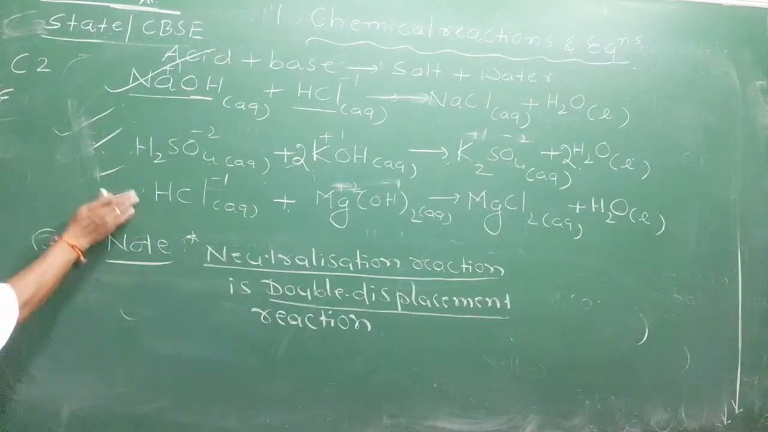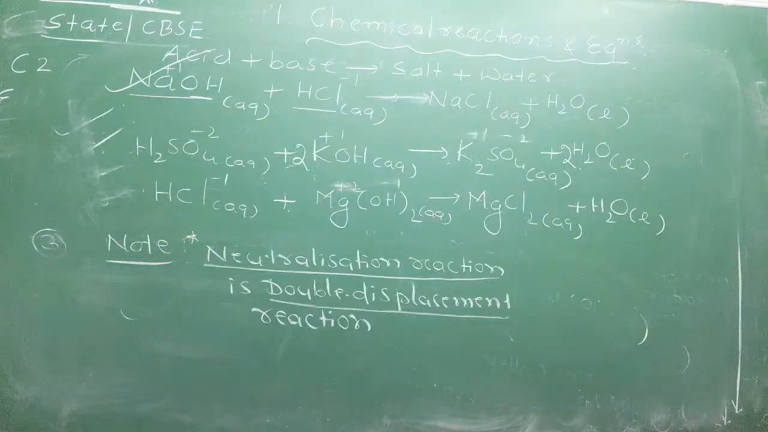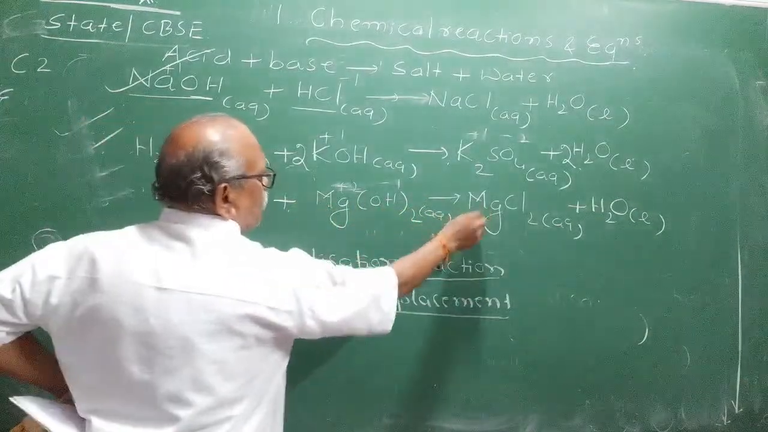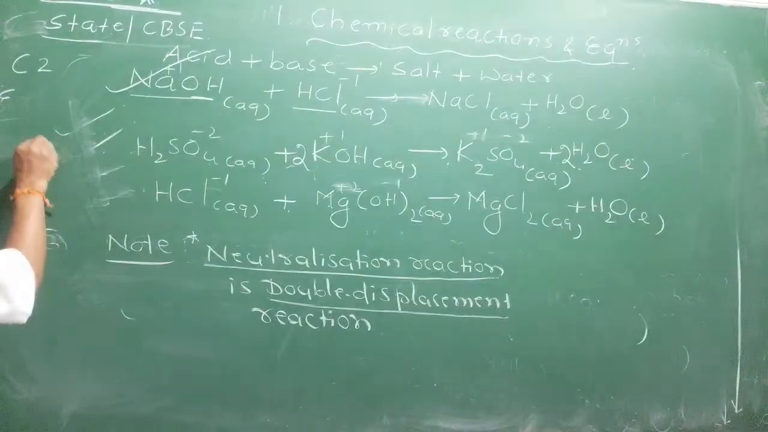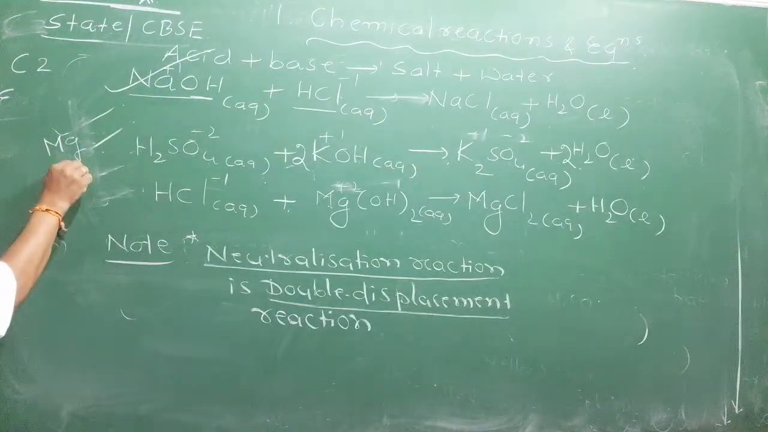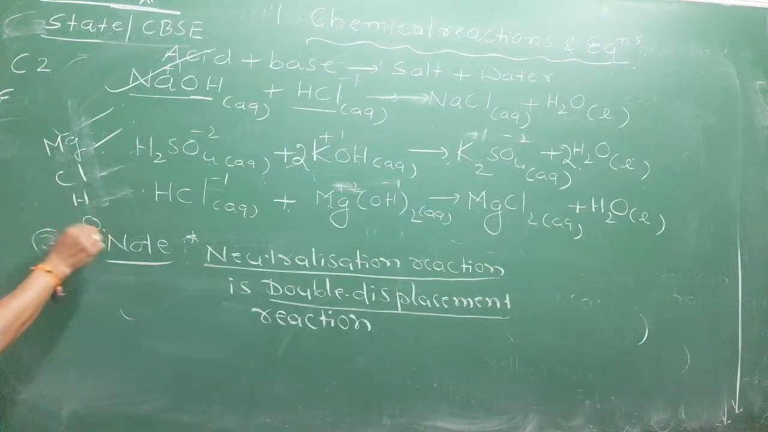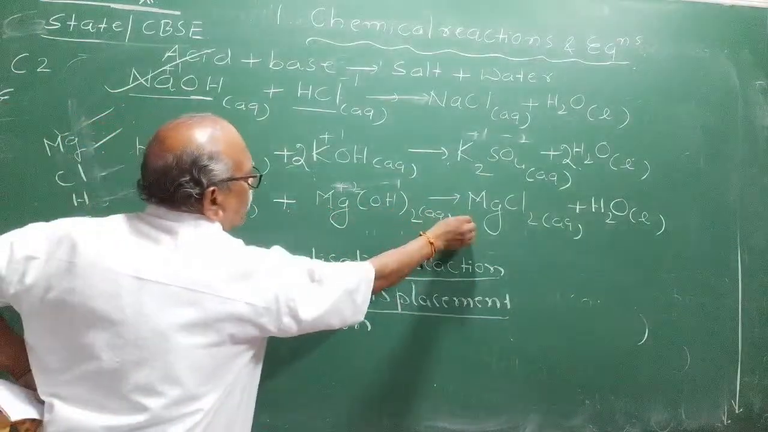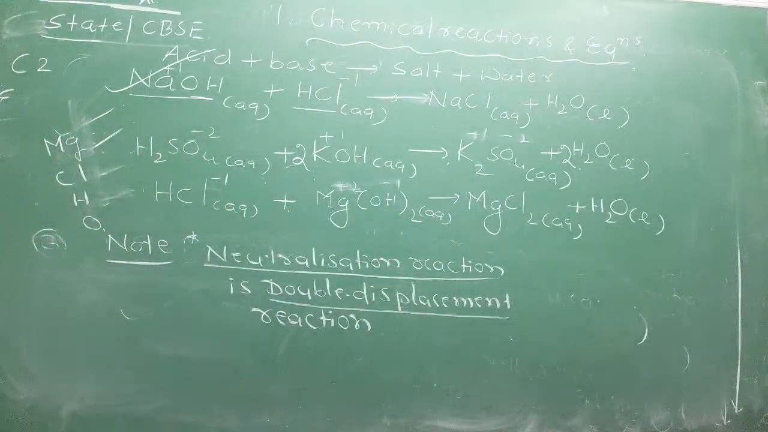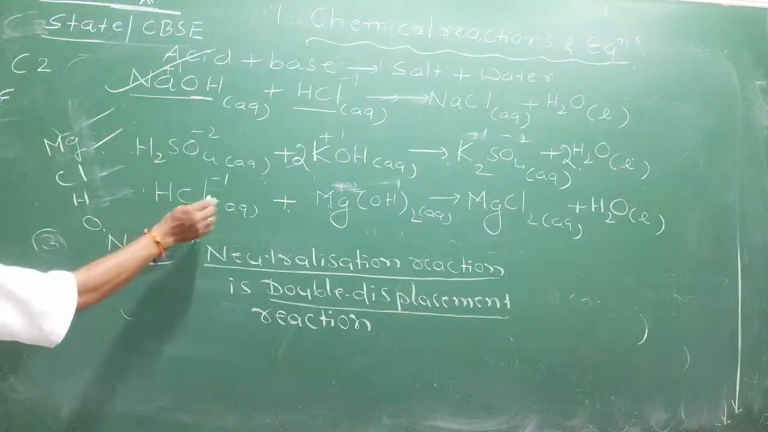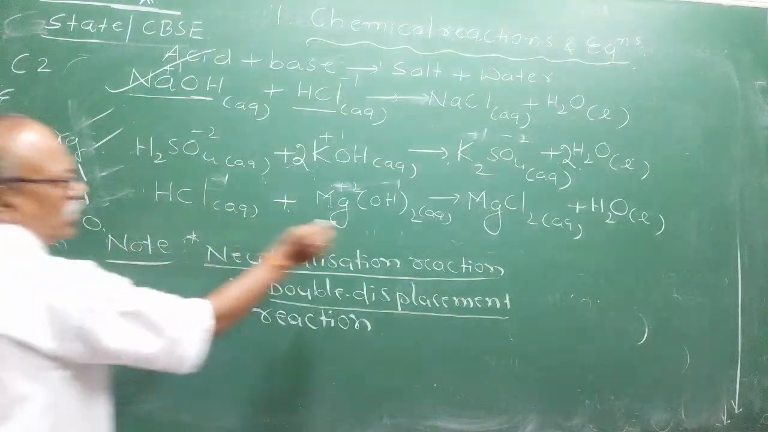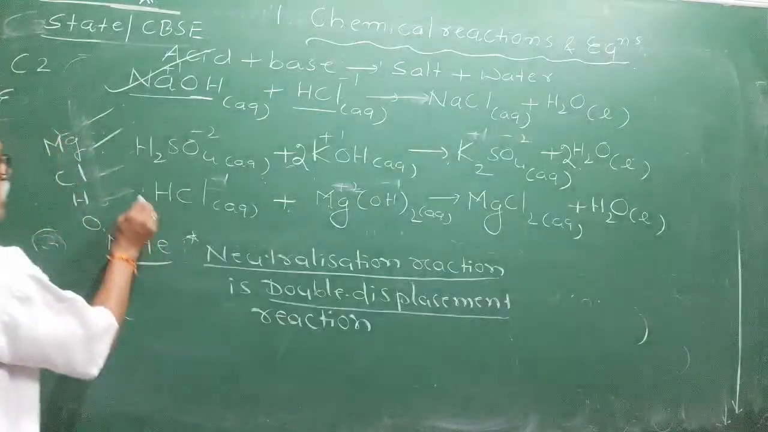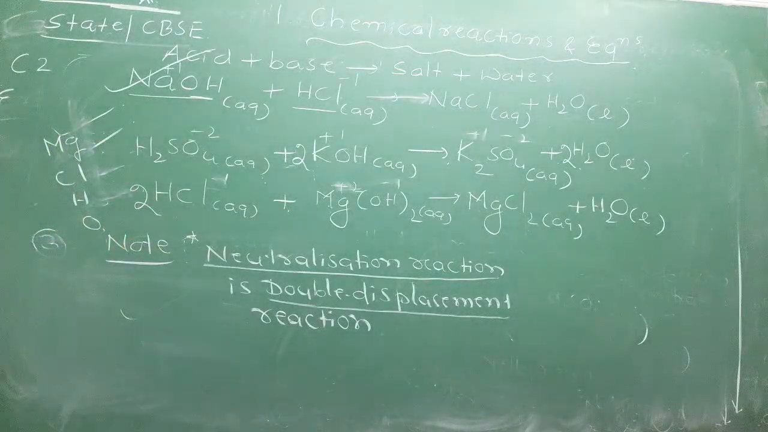Improve it. Without this, you don't start learning the chapter. Magnesium. Check whether the equation is balanced. Magnesium, one atom balanced. First you balance magnesium, then you balance chlorine, then hydrogen, last oxygen. Magnesium, one atom, metals first, then non-metals. Chlorine, how many chlorine atoms are there on the left? 1. How many are there on the right? 2. Therefore, you must take 2 HCl.